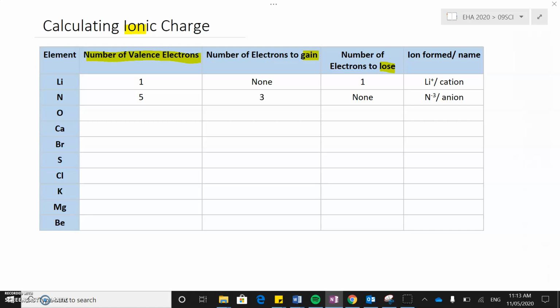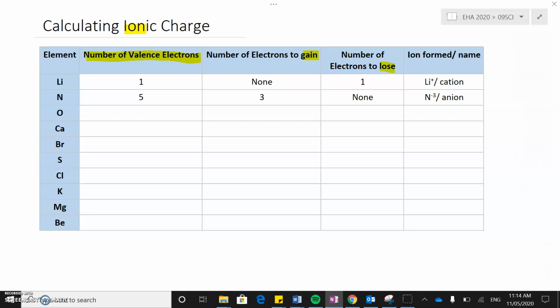Remember that our elements want to have a full valence shell. Now, valence are the electrons in the very outer shell. We call it the valence shell, and we refer to the electrons in that shell as the valence electrons. These elements want to have a full valence shell. Now, the elements that we're discussing can actually only hold up to 8 electrons in their outer shell. So that's what we're working towards.